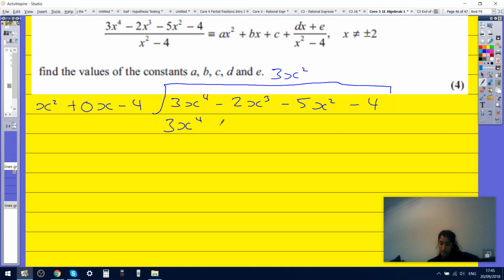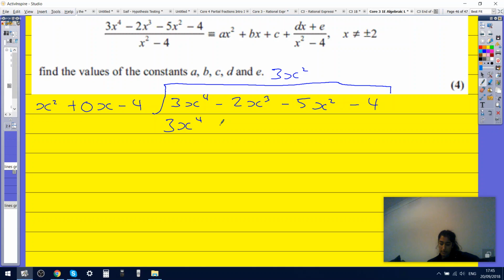So I believe it would be plus 0x cubed, and then minus 12x squared. Okay, go on. And then that cancels out, and then minus 2 minus plus 0 is just minus 2x cubed. There we go. So minus 2x cubed, and the other one? And minus 5 minus 12 will give you 7x squared. Okay, what's next?